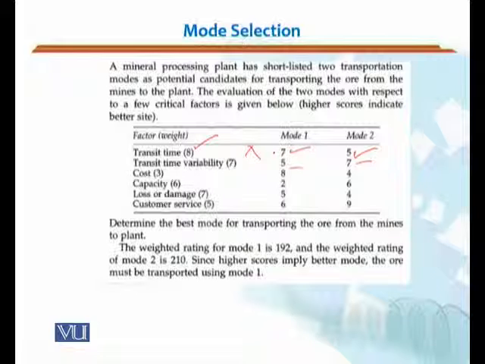The higher score simply implies that it is a better mode, and the ore must be transported using mode 2, not mode 1. It would be done through mode 2 because mode 2 has a higher weighted rating than mode 1, that is 210 versus 192.